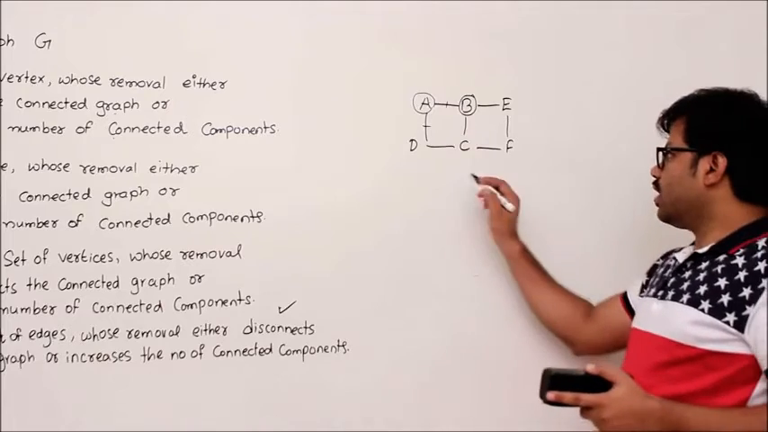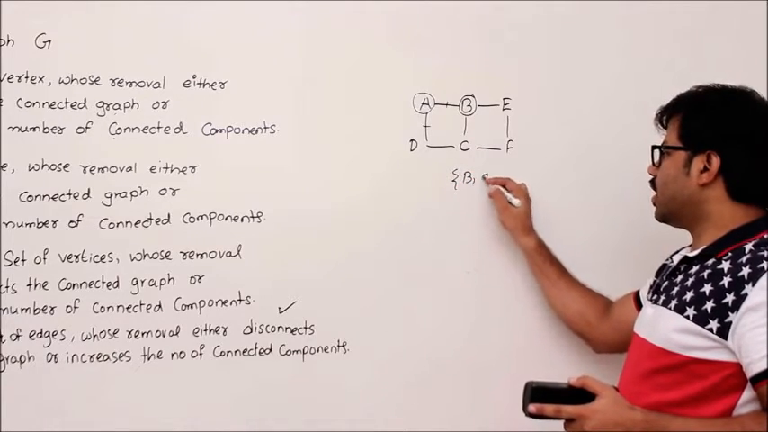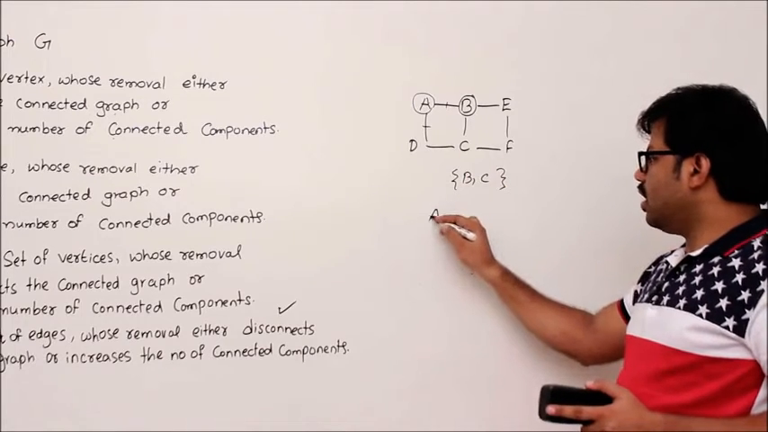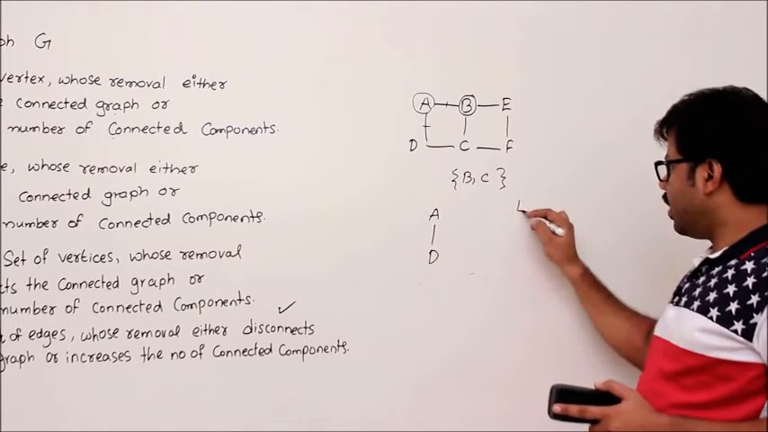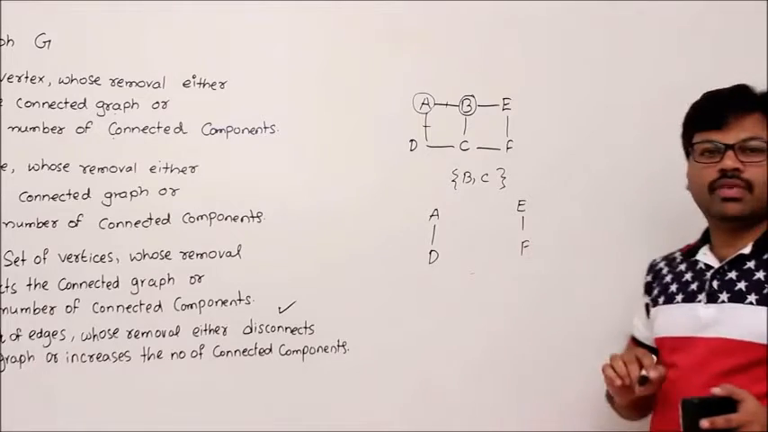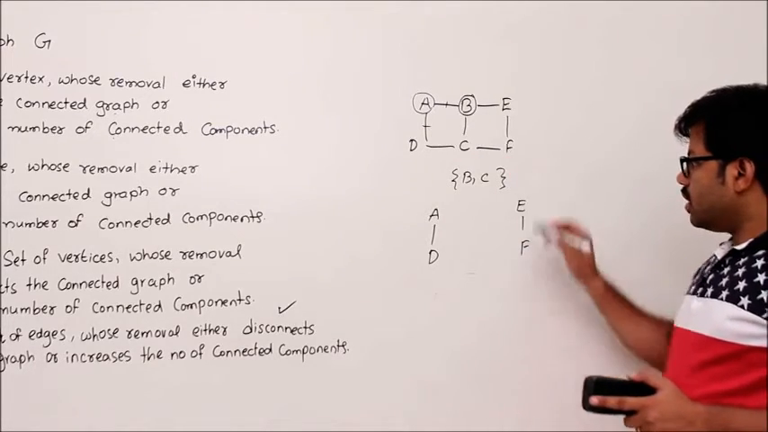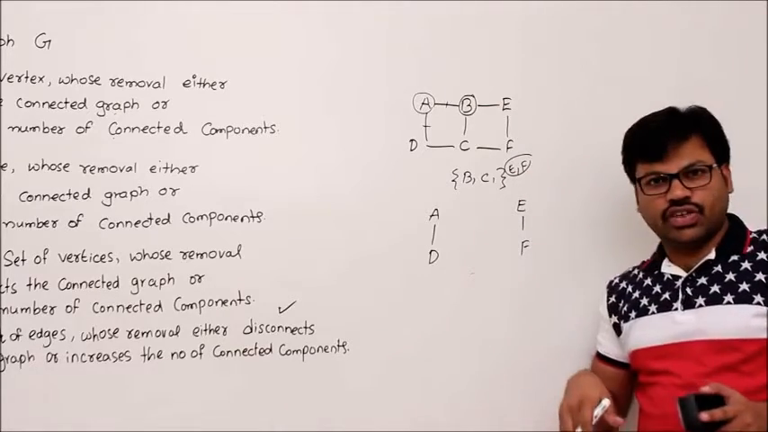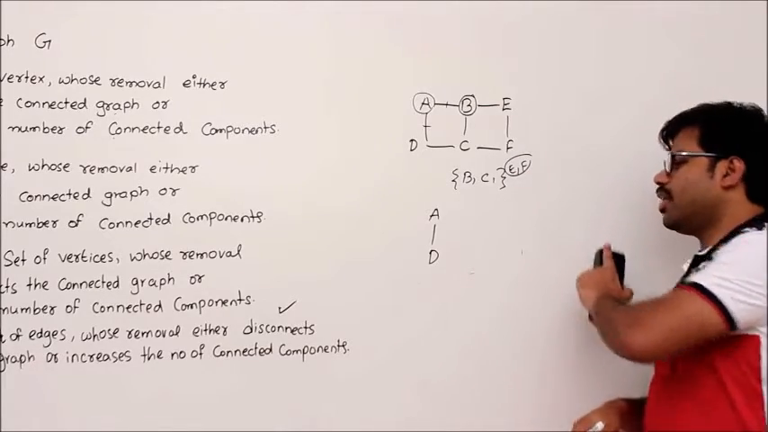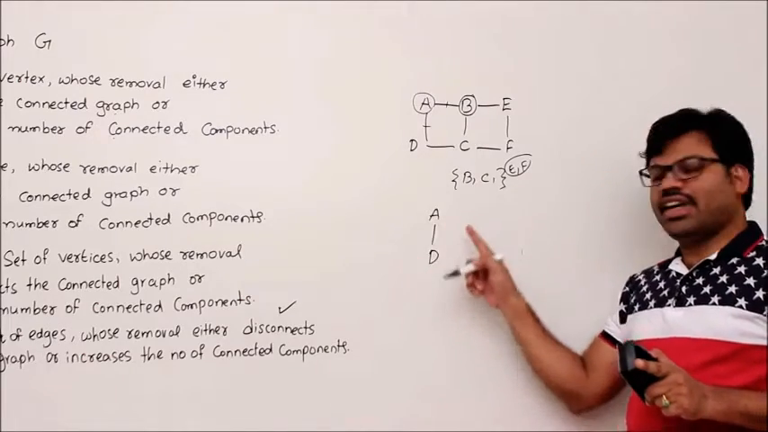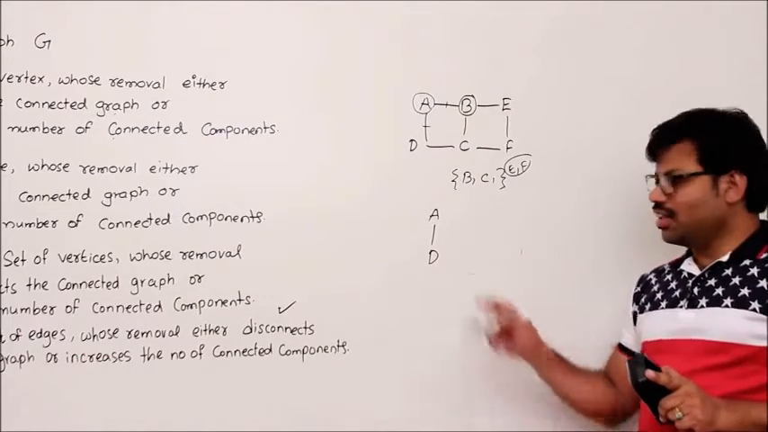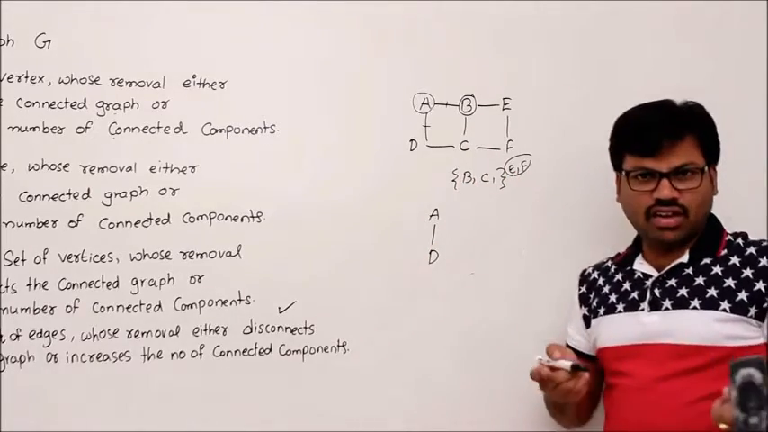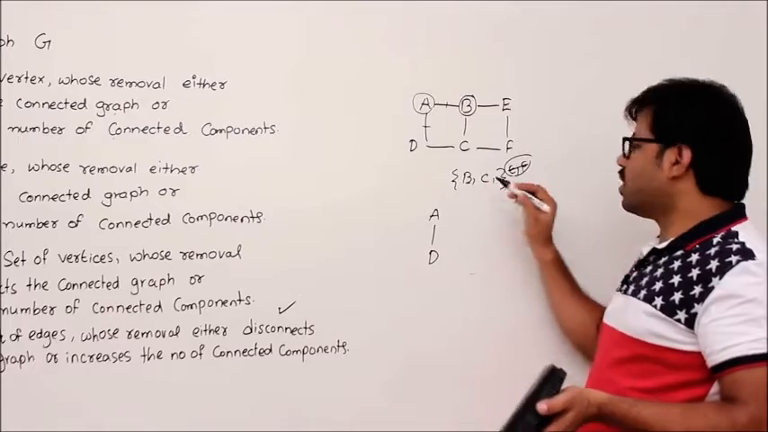So we have already seen an example: B, C is a cut vertex set, isn't it? Yes. If you remove this BC, you get AD and EF, correct? Now, if I add E, F to it, then these vertices will be gone, and the resultant component is now connected, isn't it? So the BCEF combination is not a cut vertex set, but BC was a cut vertex set.